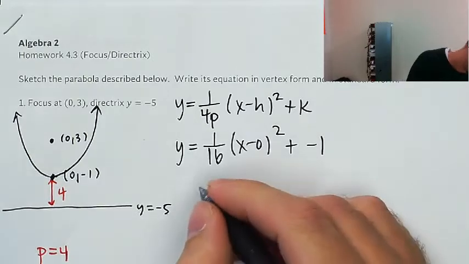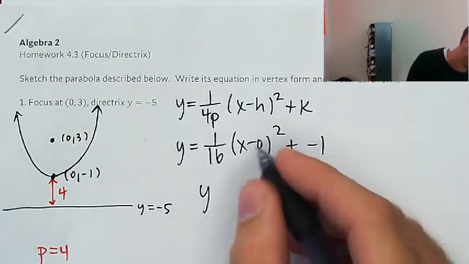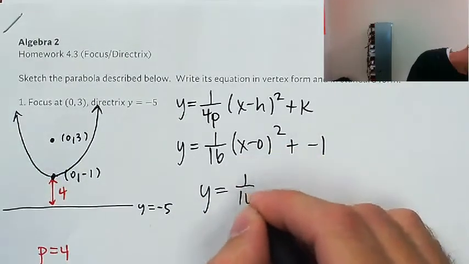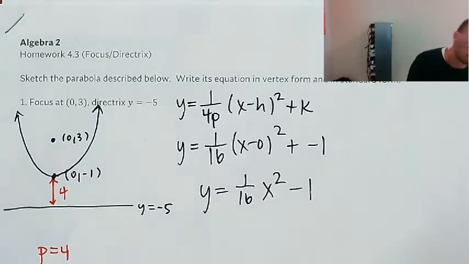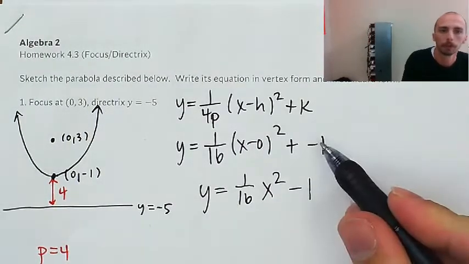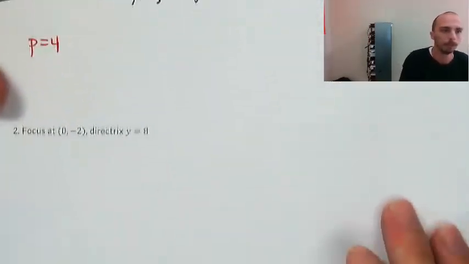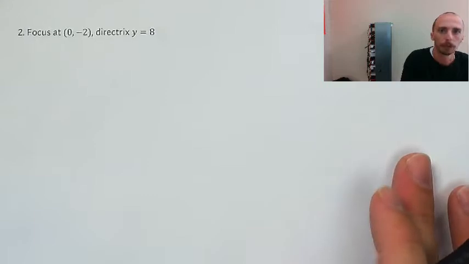If I wanted to make this standard form, I would actually square this, but this won't be too hard. It's 1/16 of x squared minus 1. That's vertex form, that's standard form. Right, number 2, same thing.